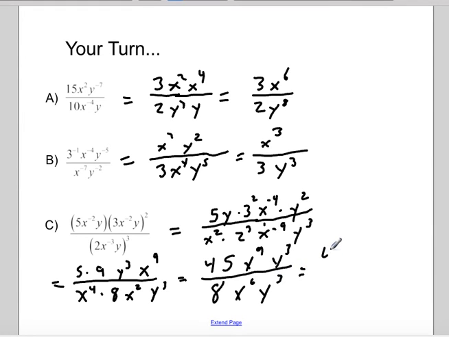We can combine our x's now. We've got x to the 9th divided by x to the 6th. We can subtract our powers, and there's more x's at the top, so we're going to have x to the 3rd up here in the numerator. Y to the 3rd divided by y to the 3rd becomes, if you subtract them, you get y to the 0, and y to the 0 is just 1. So there I have it, 45x to the 3rd all over 8.